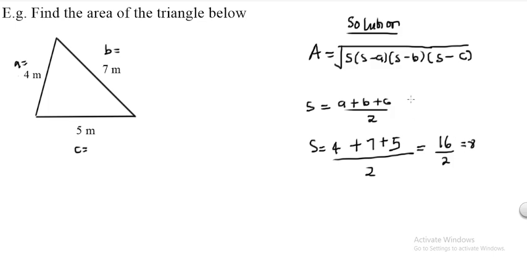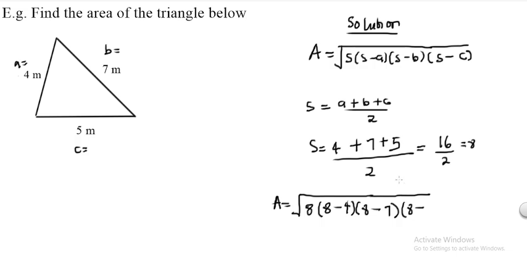Now that I've got my value of s, I can plug everything into the main equation. So the area is equal to the square root of, you have s here, so here is 8, open brackets, 8 minus the value of a, which is 4. So 8 minus 4, times 8 again minus the value of b, which is 7, open brackets, 8 minus the value of c, which is 5.